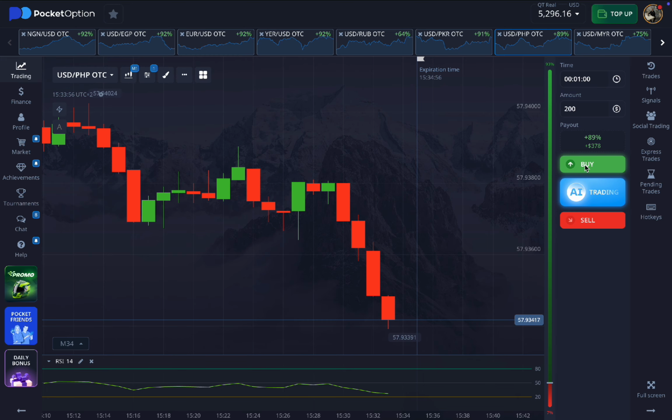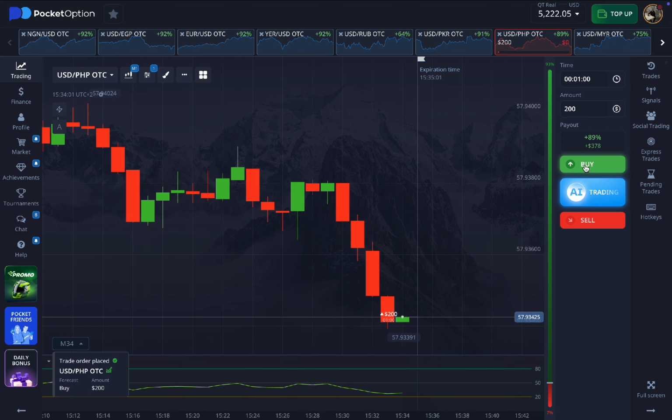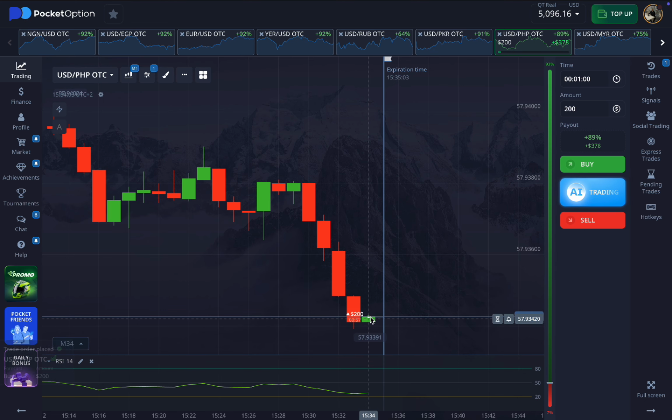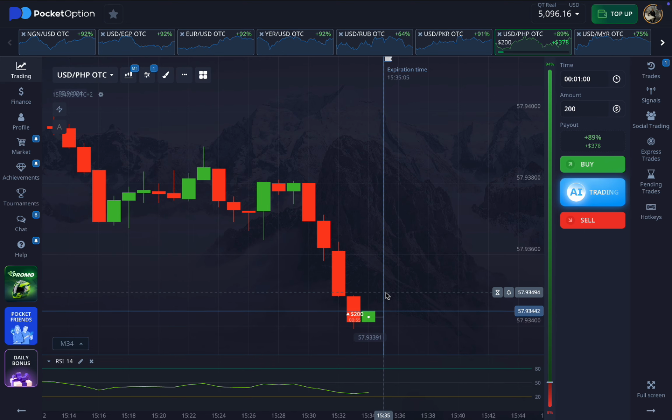Waiting, and waiting just a bit longer. Alright, the timing looks perfect. Let's open an upward trade now. Even though I hesitated a bit, it's really no big deal at all.